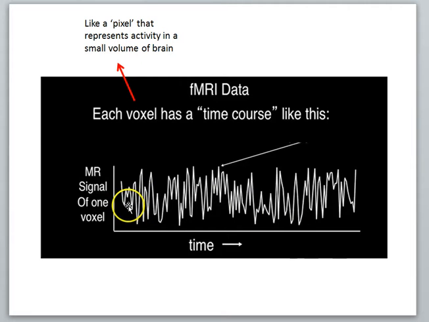And if you look at the signal from one little voxel over time, it's got a lot of noise in it, right? And so that doesn't look like anything that is immediately able to be interpretable, right? But what you can do is you can do some statistics, and there's lots of statistics involved in analyzing this fMRI data.